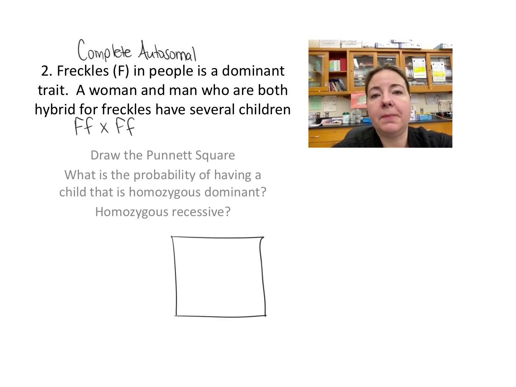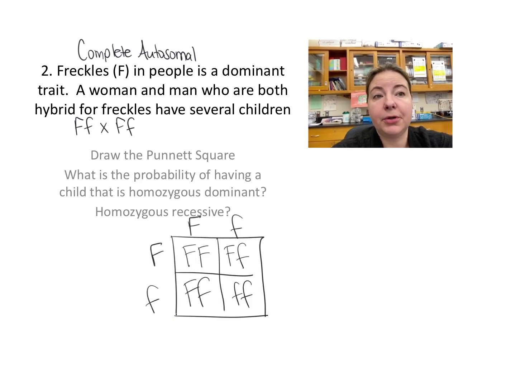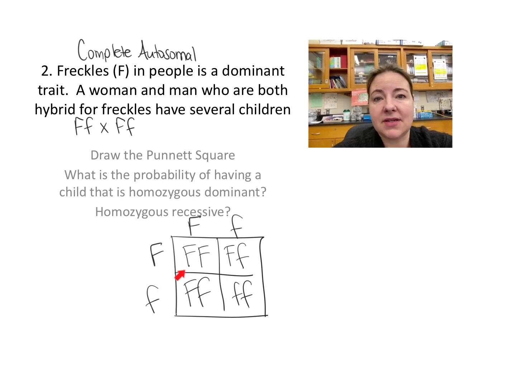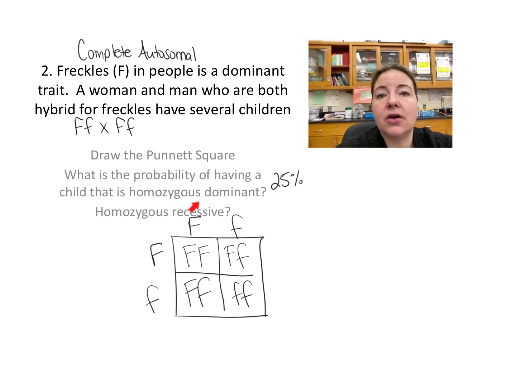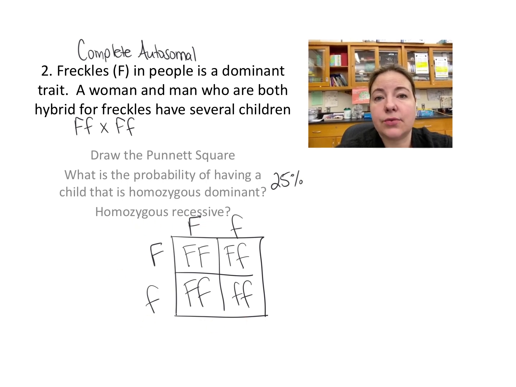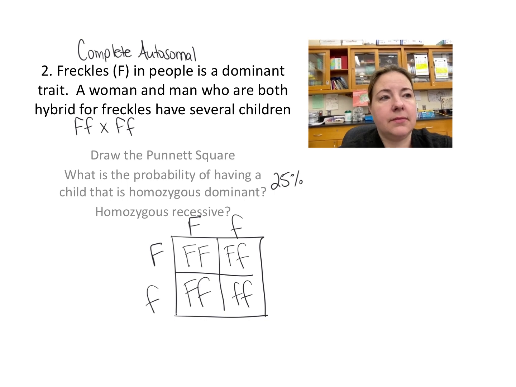So if we draw a Punnett square for that particular trait, the probability of them having a child that is homozygous dominant, we can see that one of the four boxes would have two dominant alleles, homozygous dominant. So 25% chance of being homozygous dominant. And then we can also see that there is a 25% chance of being homozygous recessive for the trait.